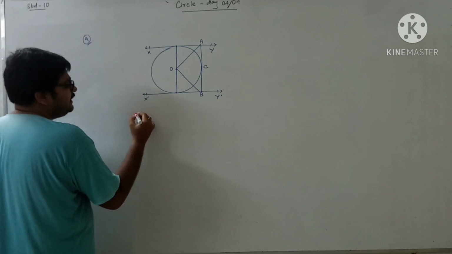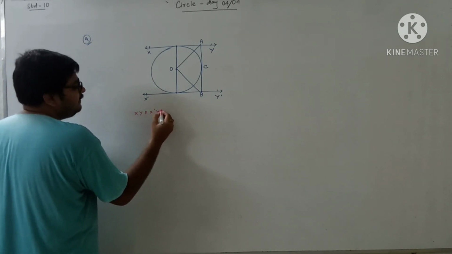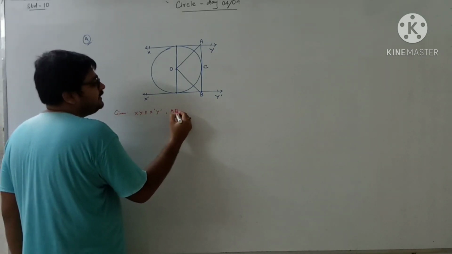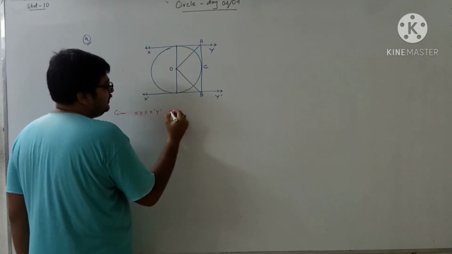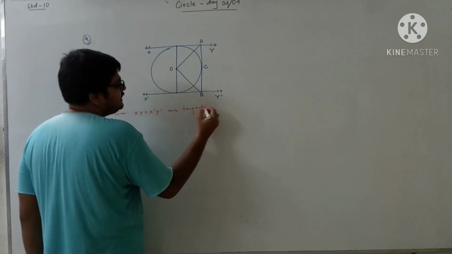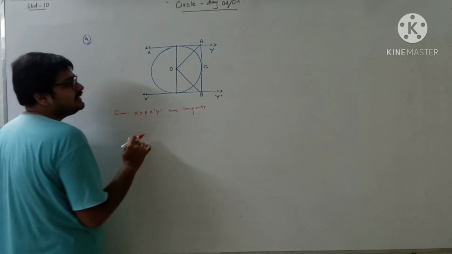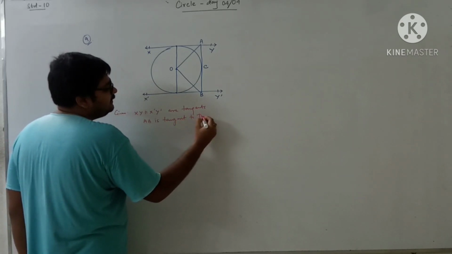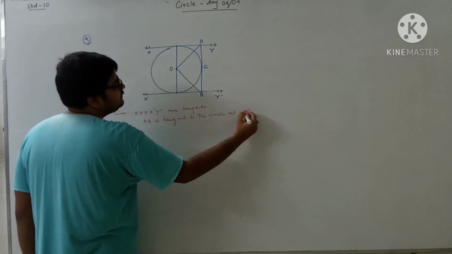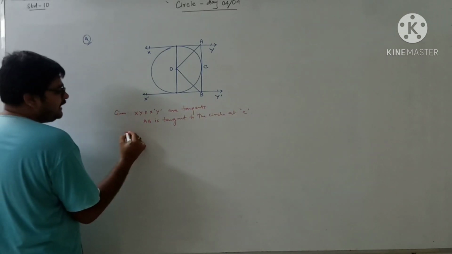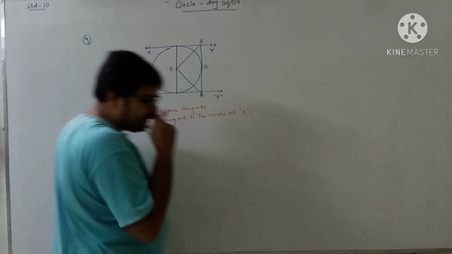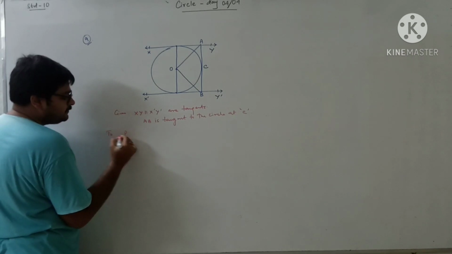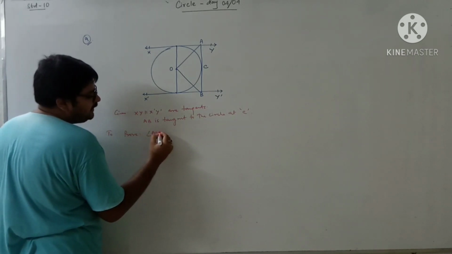So what is given? First of all, let's write XY is parallel to X prime Y prime. This is given, and AB are tangents. These are also given: XY and X prime Y prime both are tangents. AB is tangent to the circle at C, and we have to prove angle AOB equal to 90 degrees.